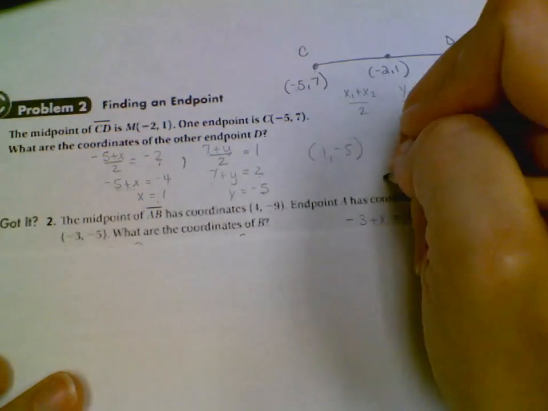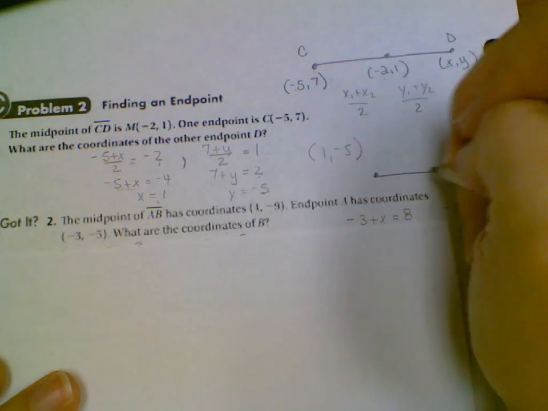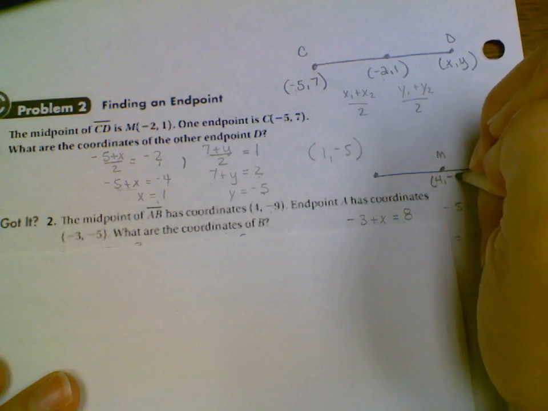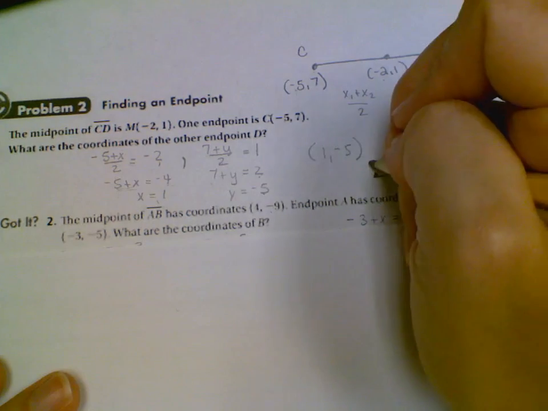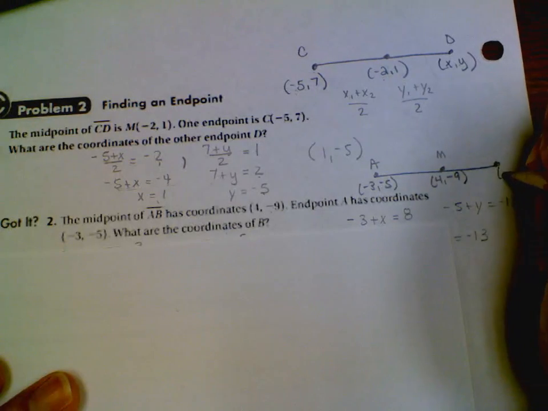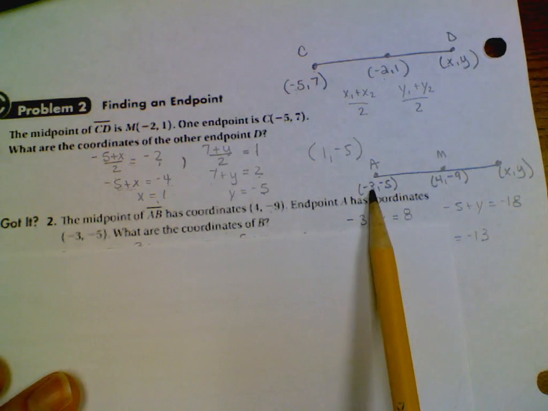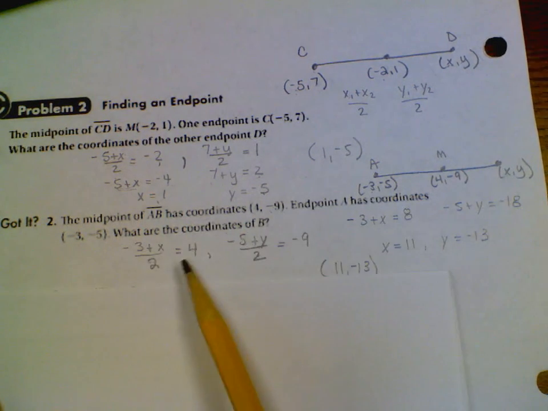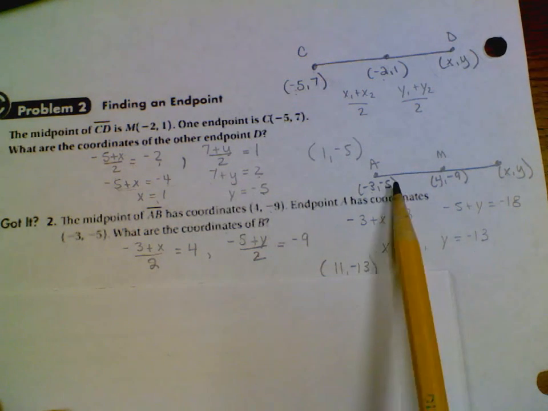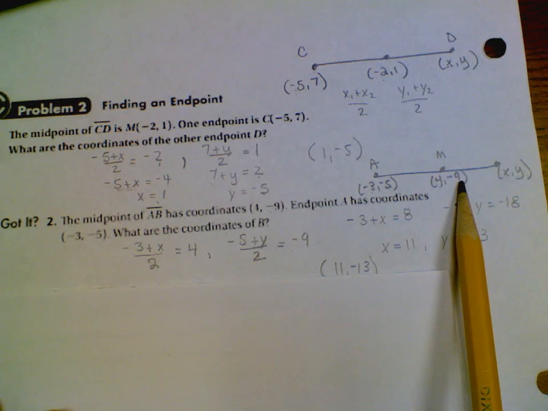So again, if I were to draw a picture on this guy, I have the midpoint at 4, -9. One of my endpoints is -3, -5. So I need to find the other one. To set it up, you should be adding negative 3 plus x over 2 equals the x coordinate of your midpoint, and then negative 5 plus y over 2 equals the y coordinate of your midpoint.